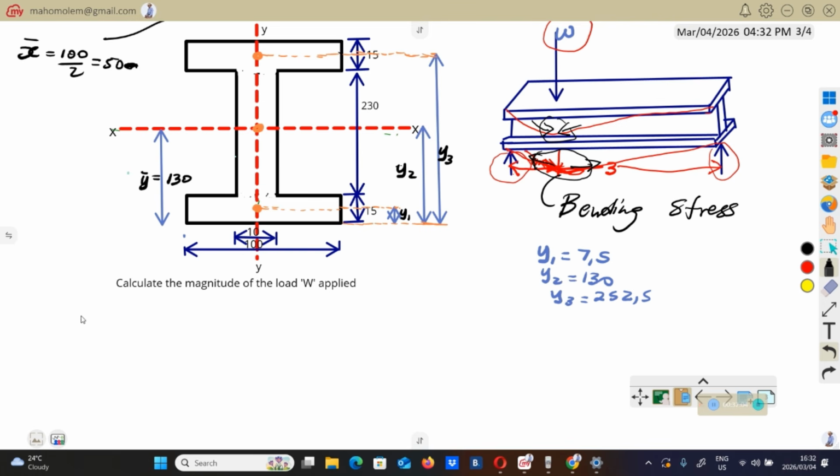let's calculate the second moment of inertia. To calculate the second moment of inertia, we're going to use this theorem called the parallel axis theorem. Okay, maybe let me do this. Let me break this thing into rectangles.